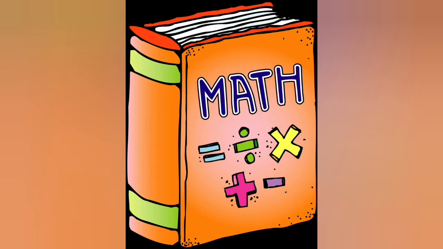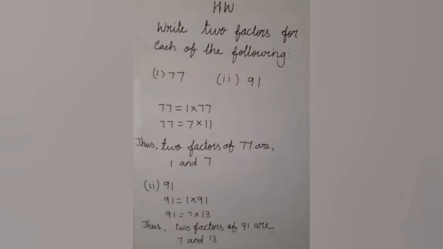Now, I will show the homework review. Just verify your answer. Question: write two factors for each of the following. First one, 77. Second one, 91. Now, 77. What are the factors?